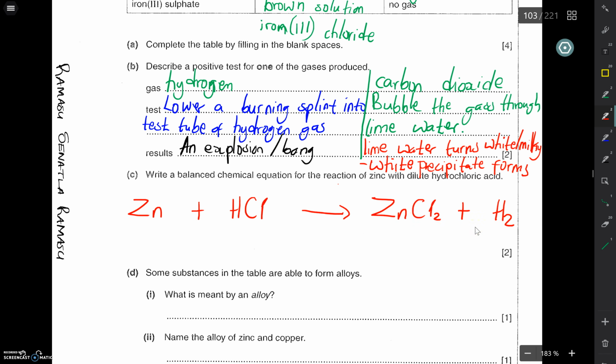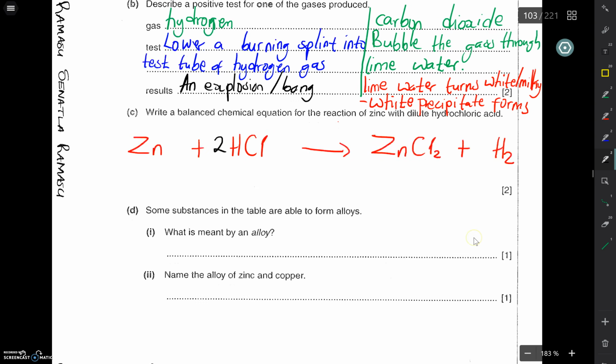So let's place a 2 in front of the HCl. So we have 2 hydrogen particles on this side and 2 hydrogen particles on this side. We also have 2 chlorine particles on this side, and another 2 chlorine particles here. We could also include the state symbols, but the question does not say to include state symbols, so you can just leave it as it is.